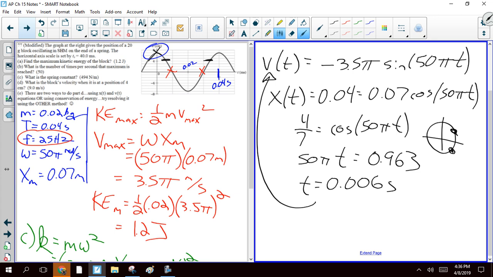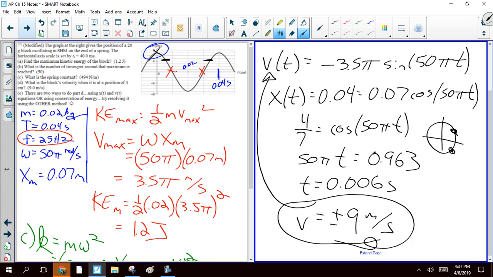Now I can plug that in up here and find my velocity. That times 50 pi, sine of it, times 3.5 pi, and I'm not going to worry about the negative. So you get v equals positive or negative 9 meters per second. Okay, so that worked. It was kind of a hassle, and maybe that provides extra emphasis, extra reasoning why knowing both methods is useful.